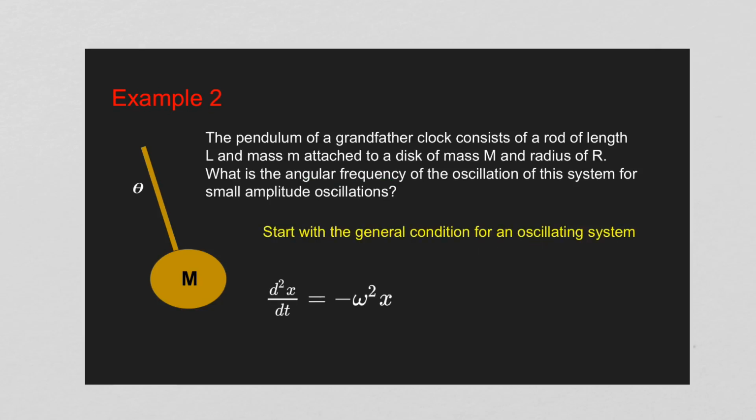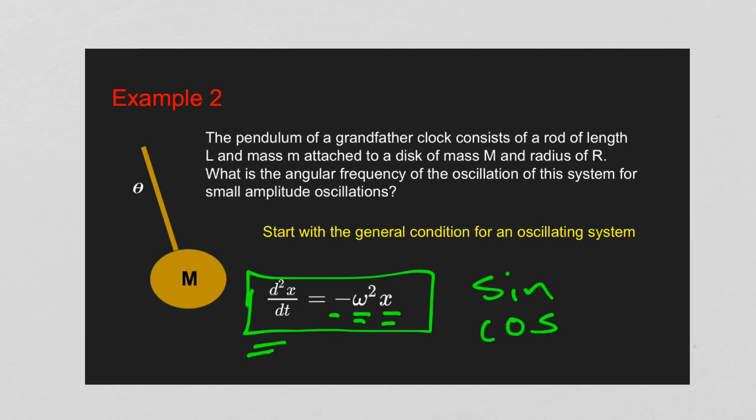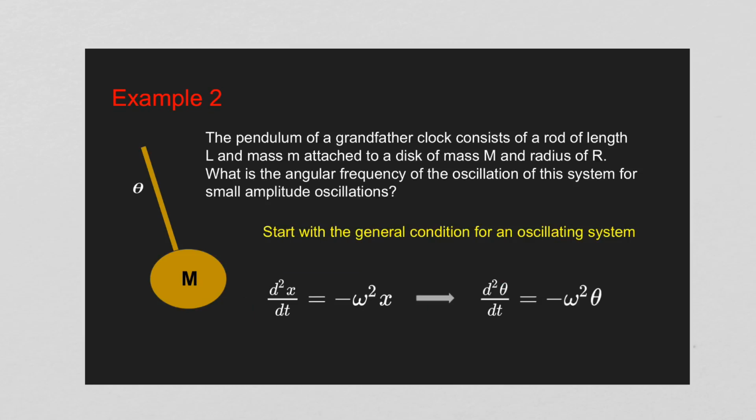Now, the important place to start in any harmonic oscillator problem is the equation for a harmonic oscillator, which is: the second derivative of a function is negative some constant squared times the function. The reason this works is because the solution to this equation can be a sine function, a cosine function, or exponentials, but we'll just stick with sines and cosines, and these oscillate back and forth. So always start right here.